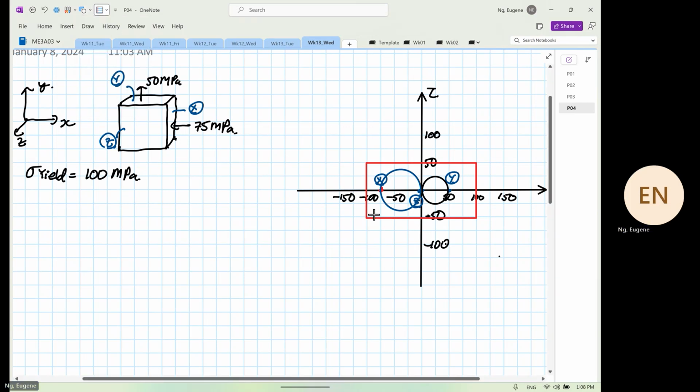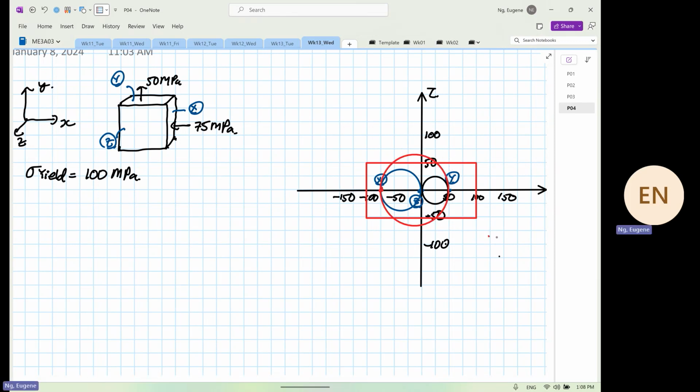What happened? What do you see? That the circle is greater than the box. So this is outside the box.